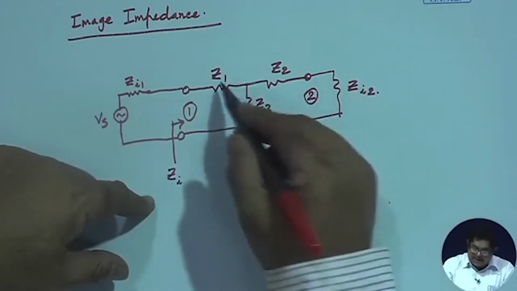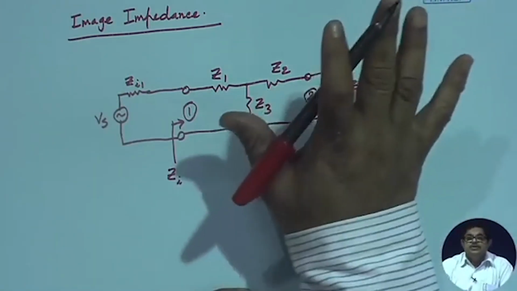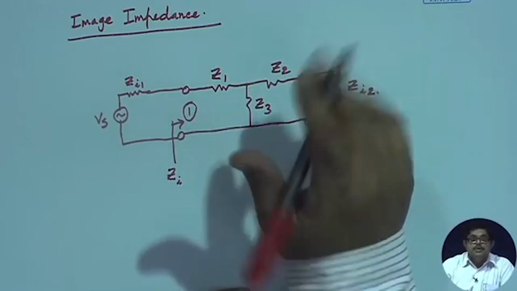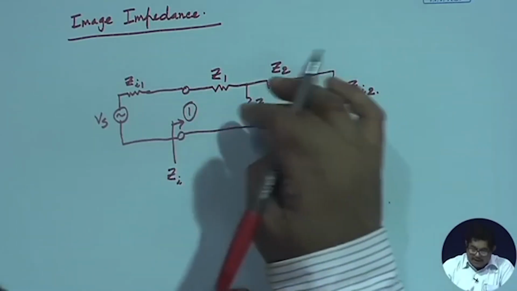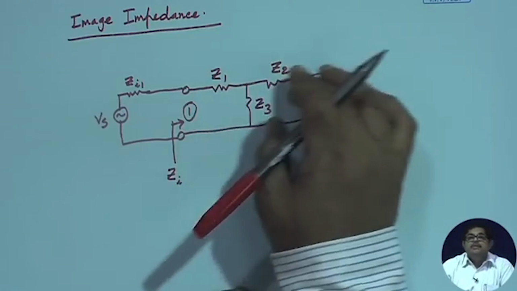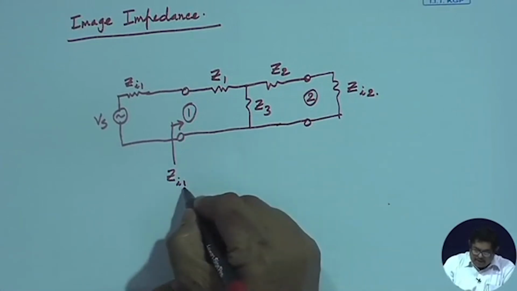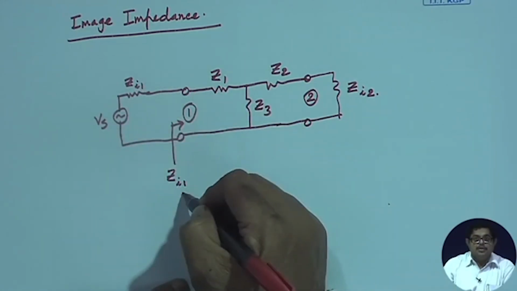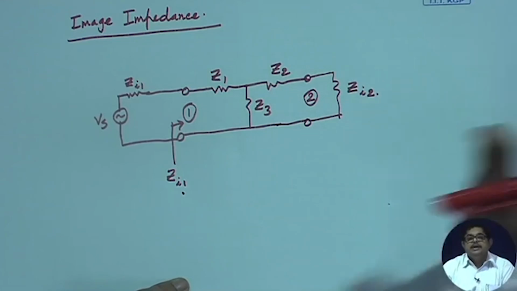But as I said, our consideration now is filters, which are lossless networks. So in Z1, Z2, Z3 there is no R involved, ideally. They are complex, but generally they will all be pure imaginary, pure reactances. In that case, when I look in here at Zi1, Zi1 is equal to Zi1, not the complex conjugate, for pure imaginary quantities it is equal.